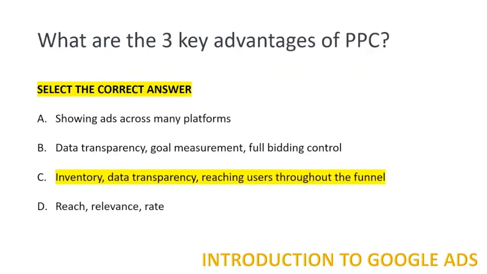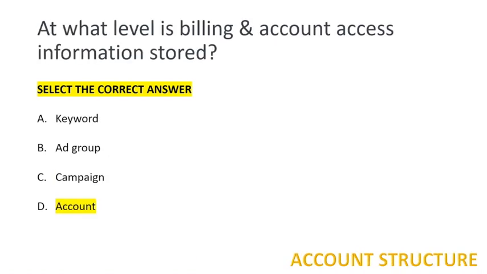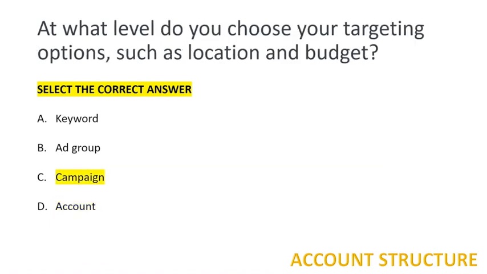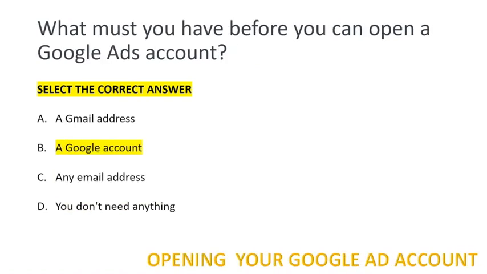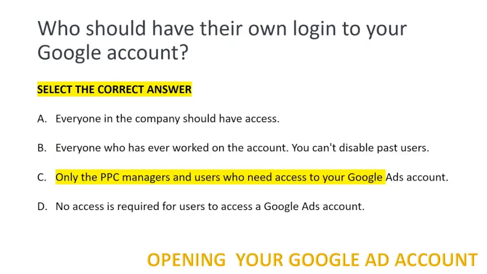What are the three key advantages of PPC? A. Inventory, data transparency, reaching users throughout the funnel. At what level is billing and account access information stored? A. Account. At what level do you choose your targeting options, such as location and budget? A. Campaign. What must you have before you can open a Google Ads account? A. Google account. Who should have their own login to your Google account? A. Only the PPC managers and users who need access to your Google Ads account.